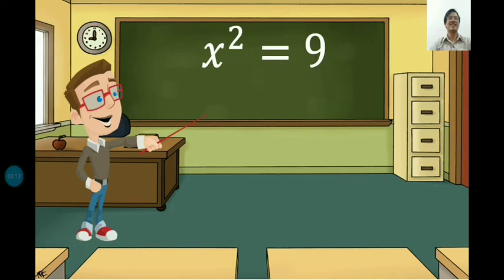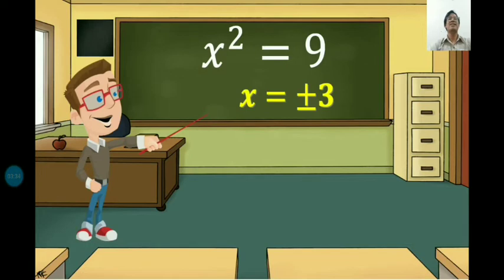Next, x squared equals 9. Your 10 seconds start now. Alright, so the answer is x equals positive and negative 3. Okay, correct. Now, let us proceed to our next activity.